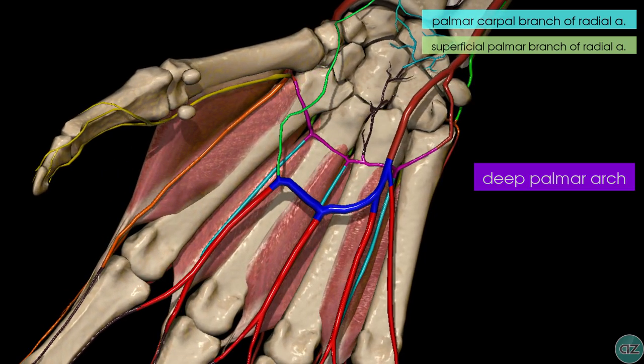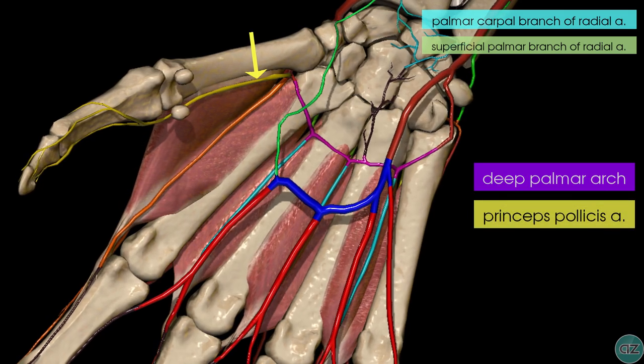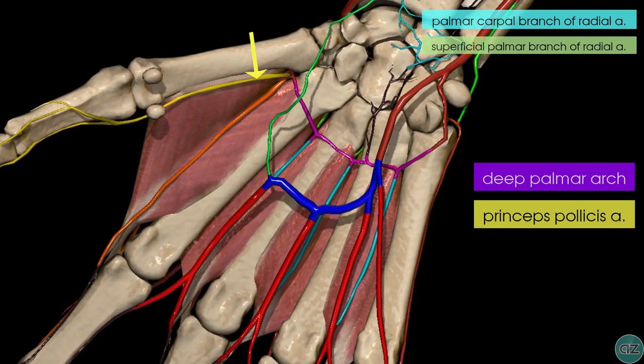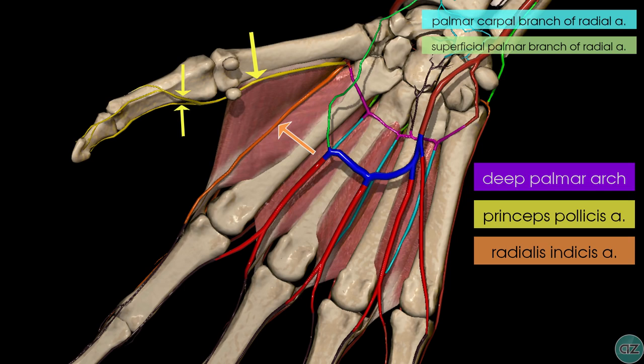In addition, there are two other arteries which we can see here given off just as the radial artery turns onto the palmar aspect of the hand. In yellow, we've got the princeps pollicis artery, which is given off as the radial artery turns into the palmar surface to form the deep palmar arch. And this artery runs along the palmar aspect of the first metacarpal, and it divides into two branches distally. The other branch is the radialis indicis artery, which is a branch that supplies the index finger, and you can see this artery in orange running along the first dorsal interosseous muscle.